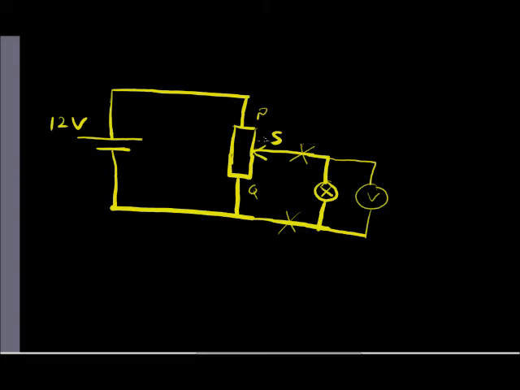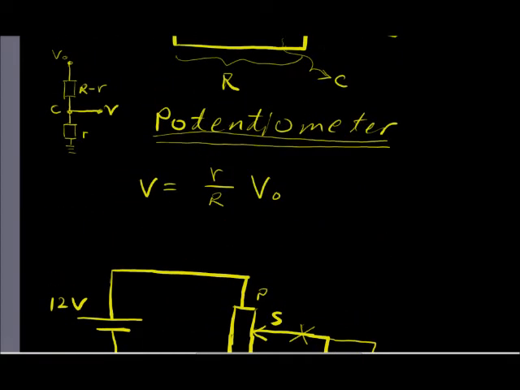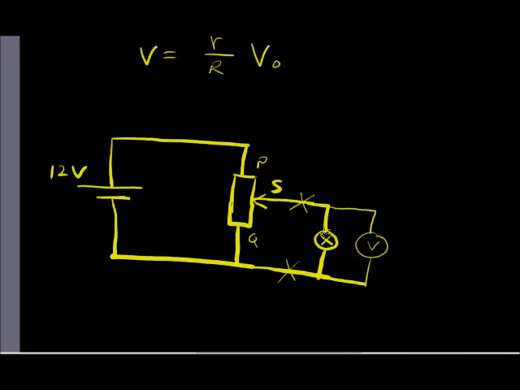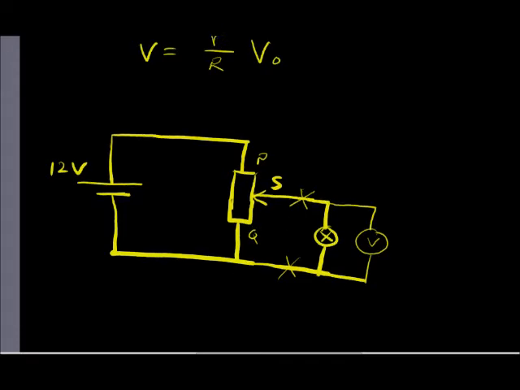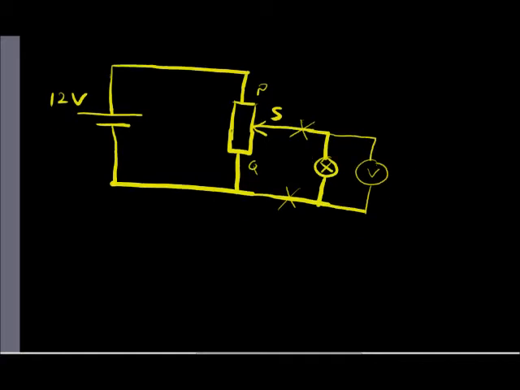And when the sliding contact S moves from terminal P to terminal Q, then as described by this equation here, we know that the voltage that we apply across the lamp is going to go from maximum to minimum. So the brightness of the lamp is also going to go from maximum brightness to minimum brightness, which is all the way dark.